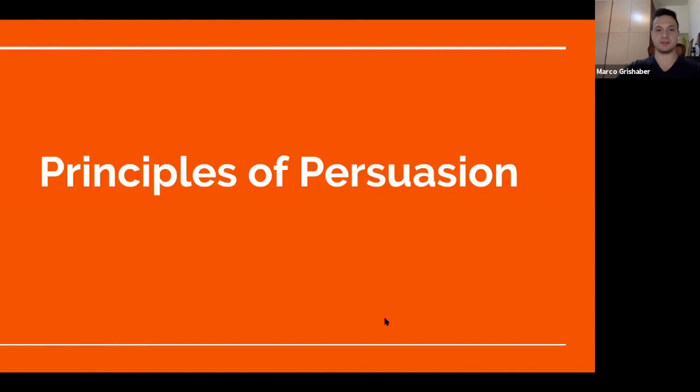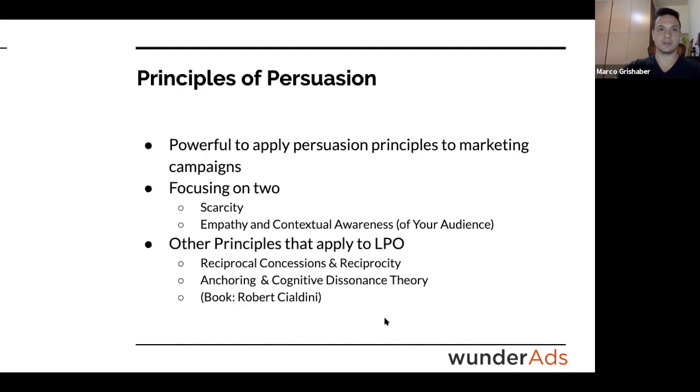Okay, let's dig into Robert Cialdini a little bit more, and talk about the principles of persuasion in this chapter. I will focus on two for now, which are scarcity and the empathy and contextual awareness of your audience. I think that's a very interesting one that I really like to dig into. Other principles I won't go into because it would make this webinar way too long. If you have questions, you can let me know, and I can provide you some information down the road. And again, Robert Cialdini is the primary source, and I highly recommend reading this book for any marketer.